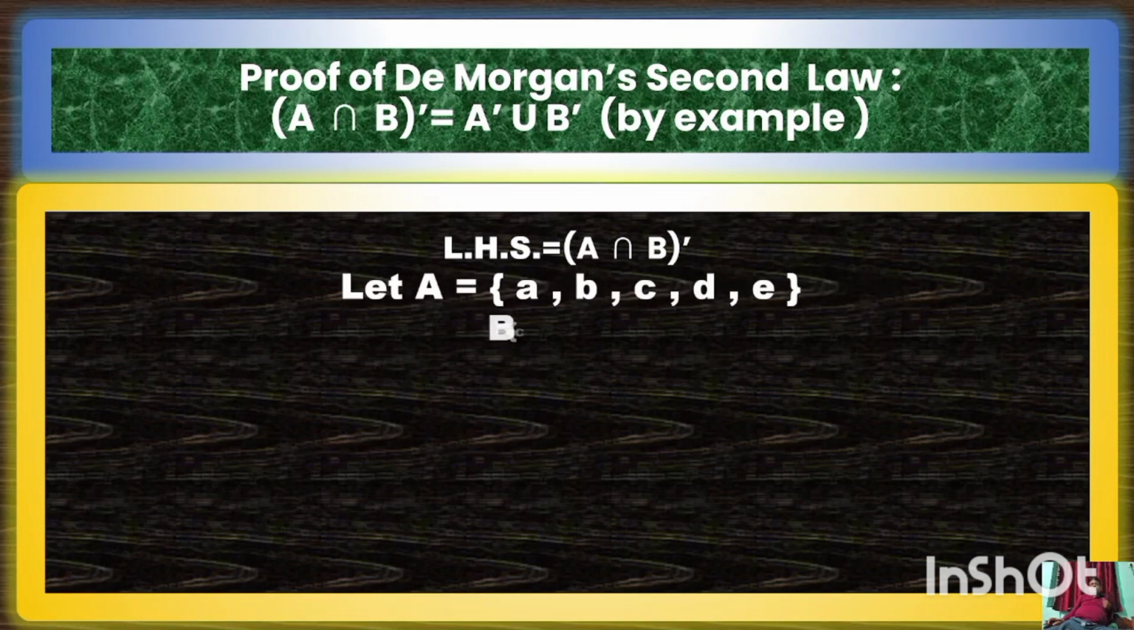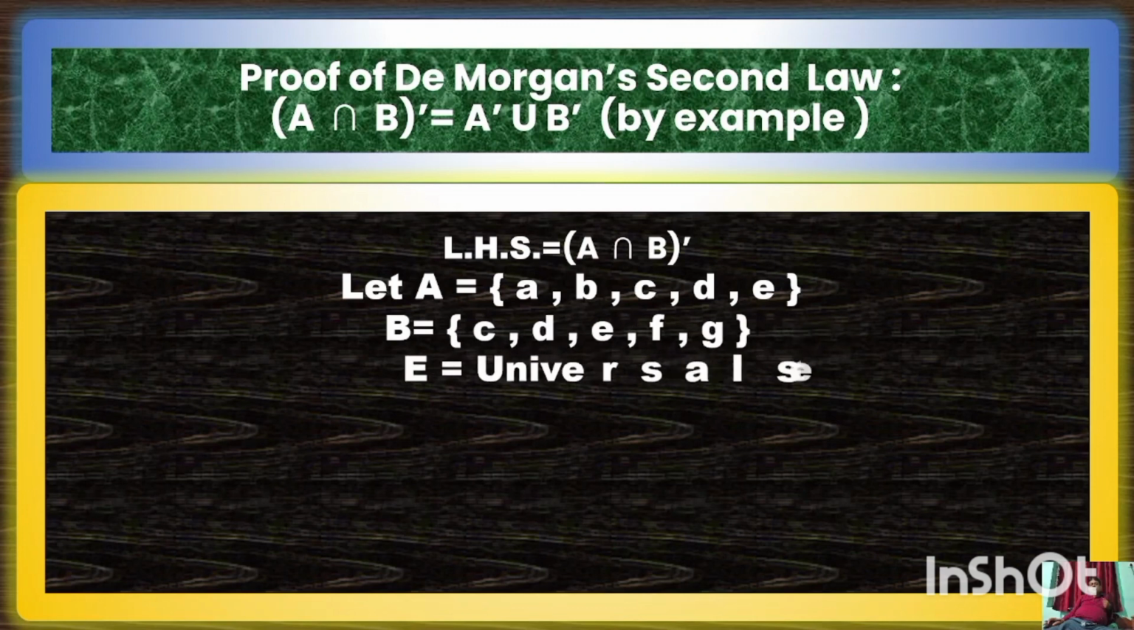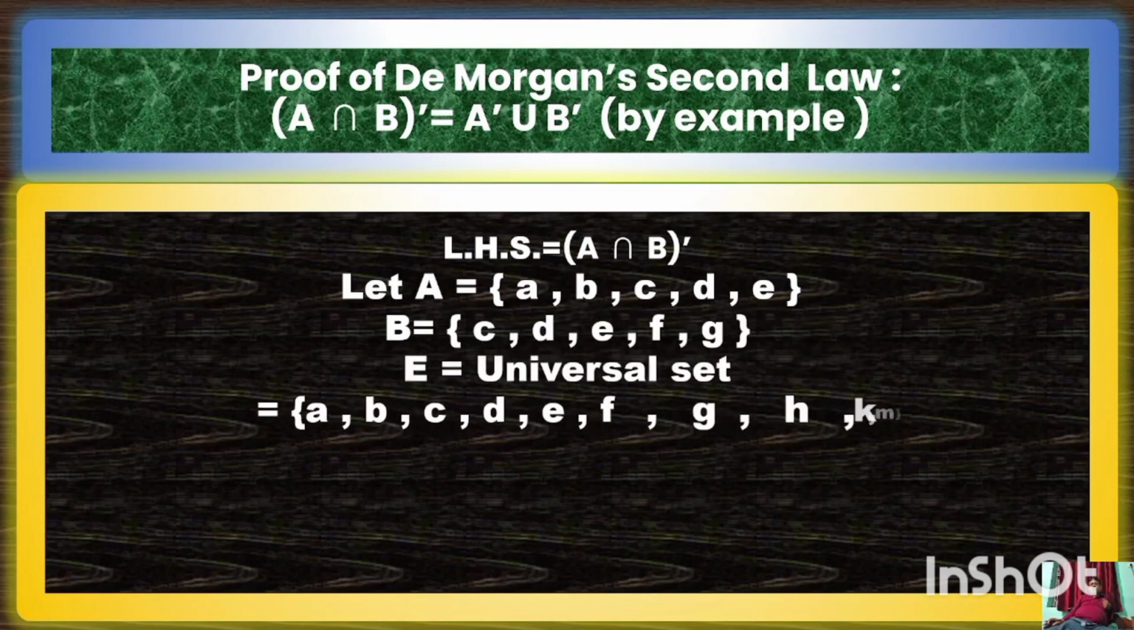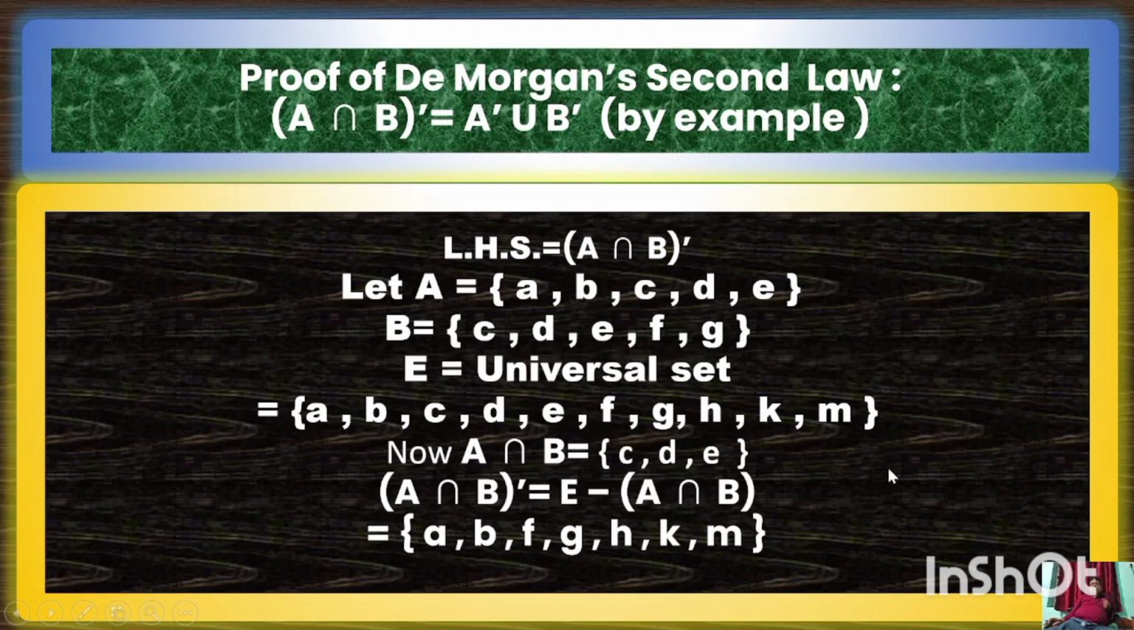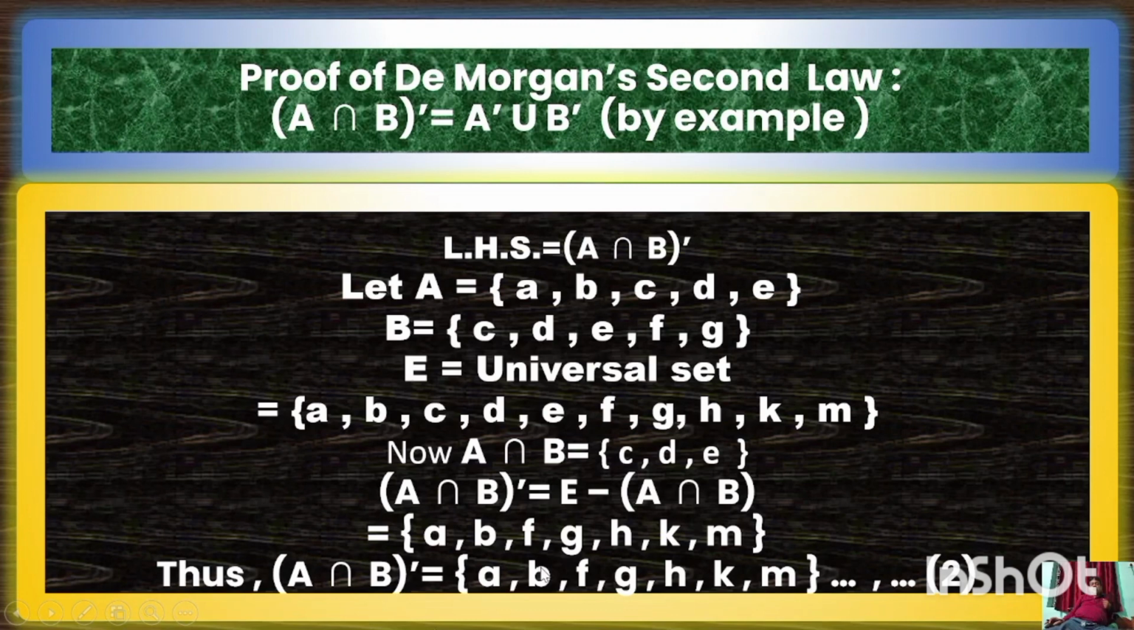Let there be sets A, B and the universal set E. Let us find out A intersection B, which is C, D, E, and A intersection B whole dash is E difference A intersection B. A intersection B, the elements are A, B, F, G, H, K, M. Thus A intersection B whole dash is equal to A, B, F, G, H, K, M. Understand?